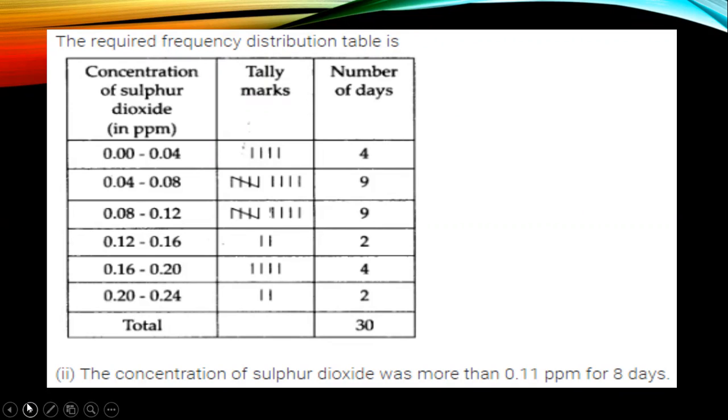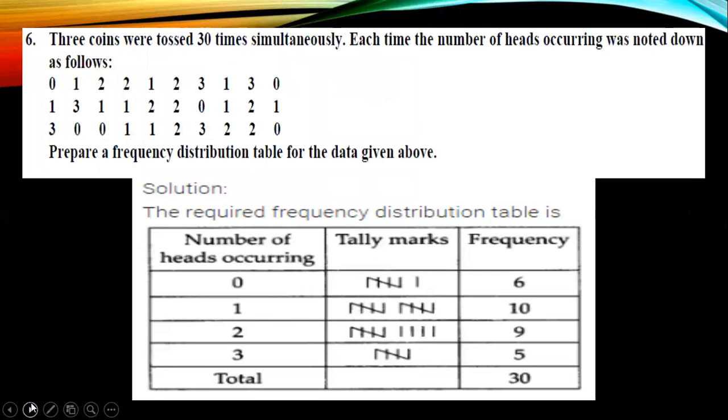And you can conclude that the concentration of sulfur dioxide was more than 0.11 parts per million, ppm, for 8 days. Yes, so it would be the bottom 3, 2 plus 4 plus 2, a total of 8 days. So again, a very simple group frequency distribution table using tally marks has been made over here.